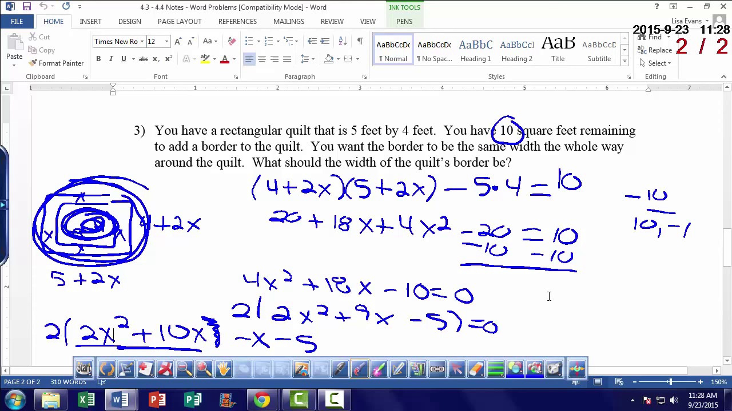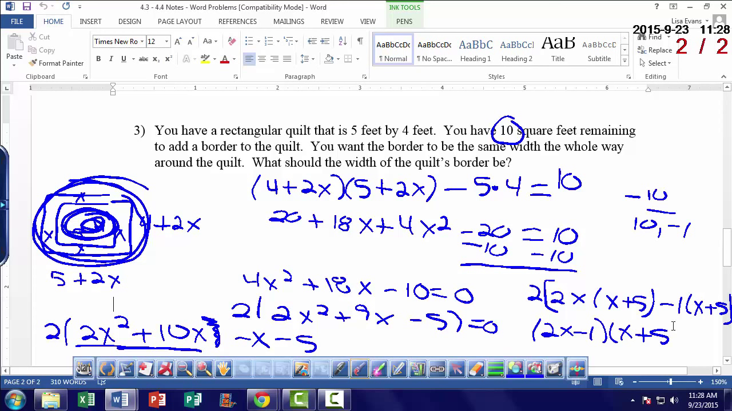What can we take out of these two? We can take out a 2x. So we're left with x plus 5. Remember, we have a 2 on the outside. We're going to take out here a negative 1, so I'm left with x plus 5. So then we have 2x minus 1, and then x plus 5. Our two answers, we're going to set those equal to 0, are going to be 1/2 and negative 5.